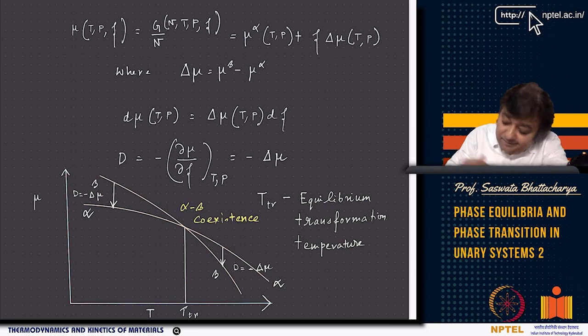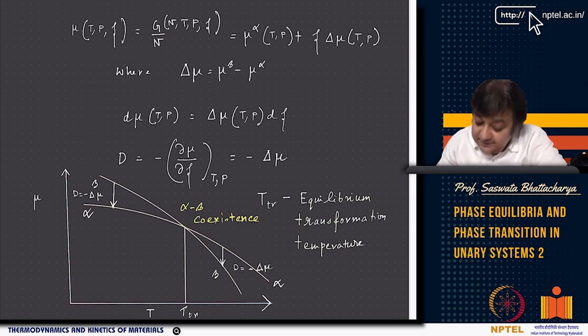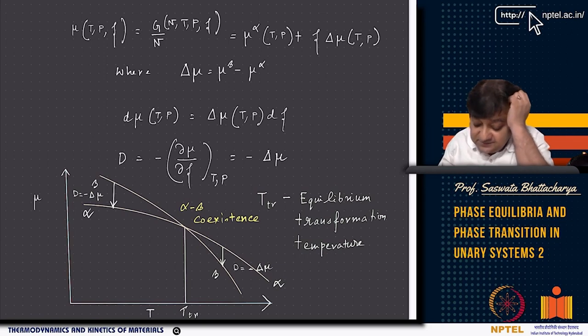So, as you can see, below T_TR it is beta which has the higher chemical potential, or higher molar free energy. On the other hand, well above the transition temperature, this is the alpha point and this is the beta point. The beta phase definitely has lower free energy than alpha, and the driving force is such that the alpha phase spontaneously transforms to beta. Here alpha spontaneously transforms to beta, and there beta spontaneously transforms to alpha.